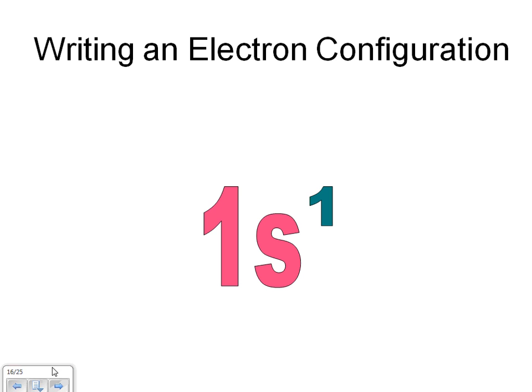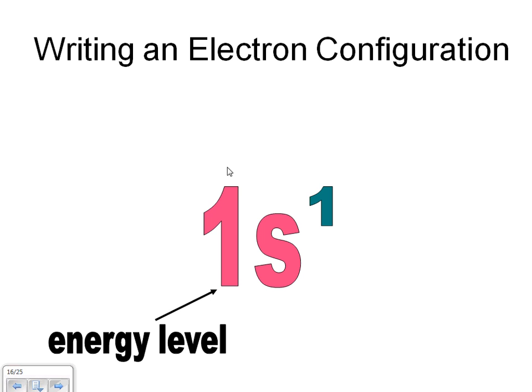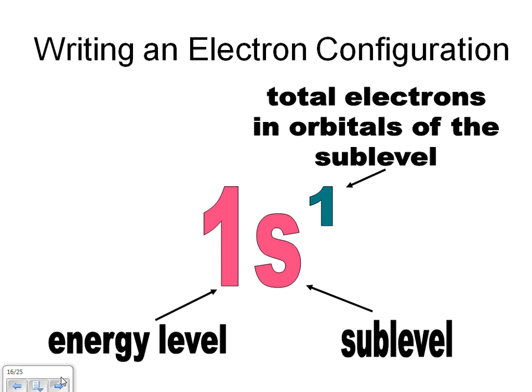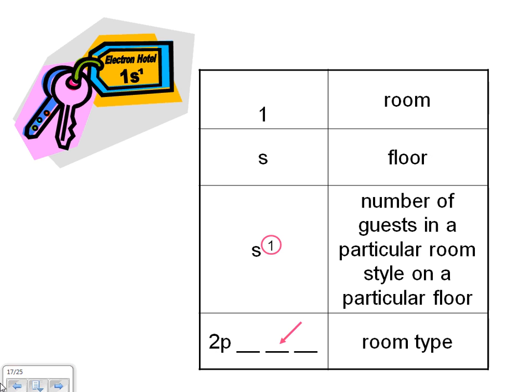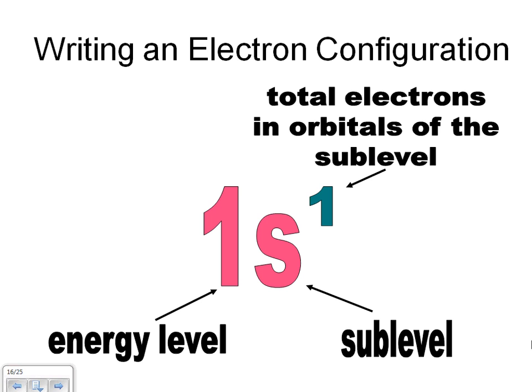Okay, so when you're writing out an electron configuration, you always put this big number first, which is a 1. The sublevel right here, the S, would be considered its sublevel if it's S, P, D, or F. And then the 1 stands for total electrons in orbitals of the sublevel. So how many electrons are in the orbitals of that sublevel? S can have a max of 2, P can have a max of 6, and D can have a max of 10. So that is all we covered on Wednesday.